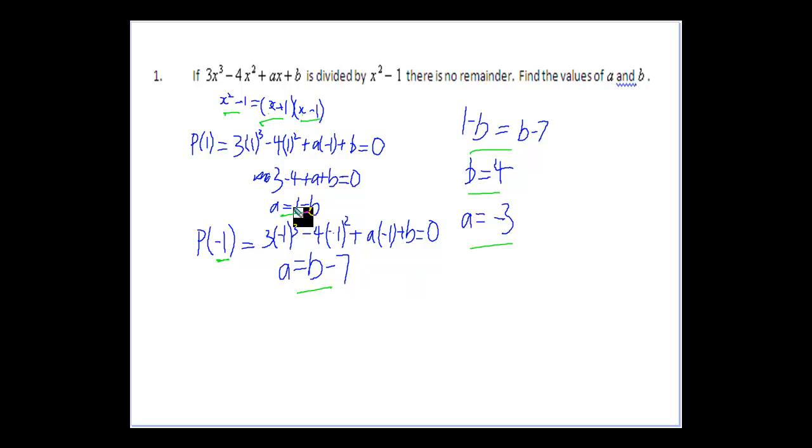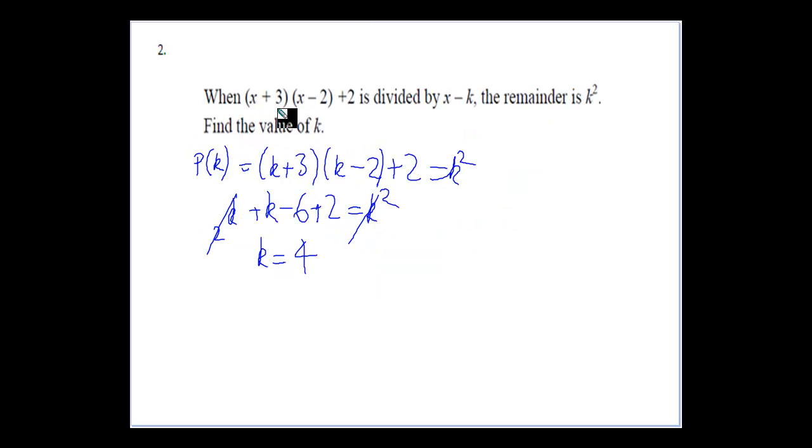So again, a lot of these are coming down to making sure we can find simultaneous equations. Using that idea, x plus 3, x minus 2 plus 2 divided by x minus k, the remainder is k squared. So what would be the value of k? We're going to substitute k in for x, because it was divided by x minus k. So when x is equal to k, it's equal to k squared, the remainder. That means p of k would equal k squared.